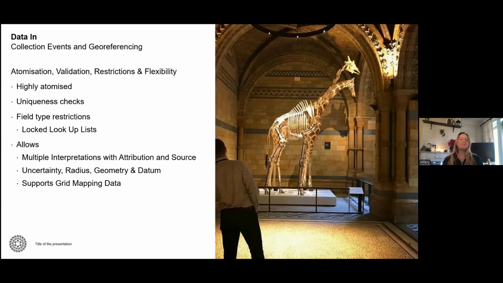We also have field type restrictions, particularly locked lookup lists. And this will come into play later in terms of the terms that we allow users to place into the sites module. So for instance, for country, the system is not going to let you put in UK. It will not let you put in U.K. You will have to be using that locked lookup list to add United Kingdom spelled out.